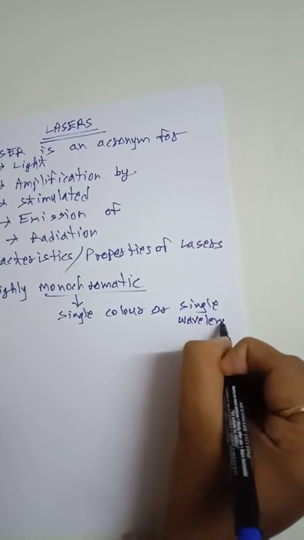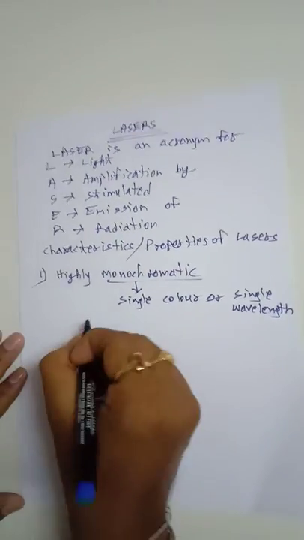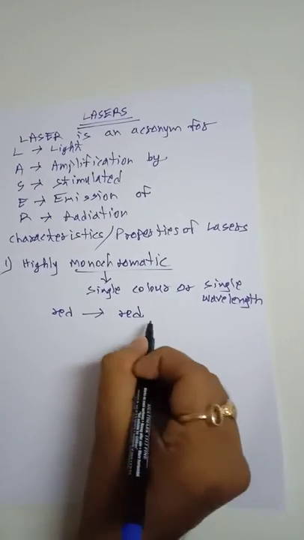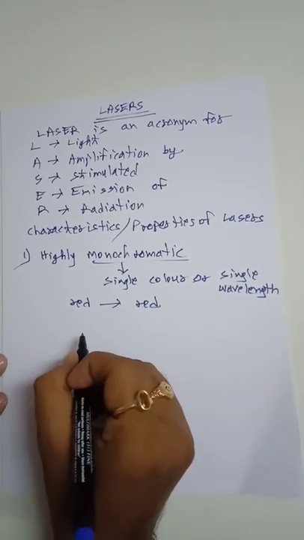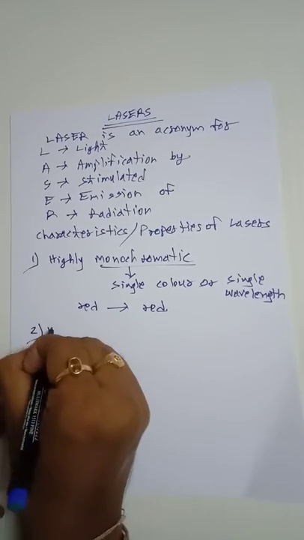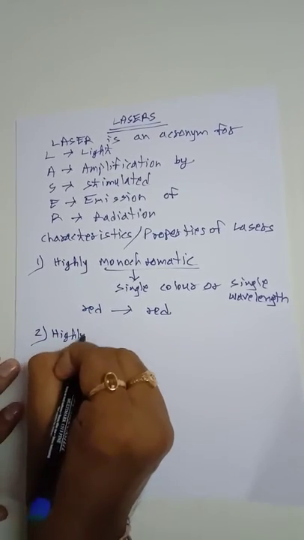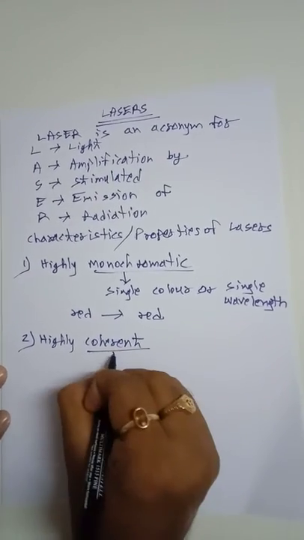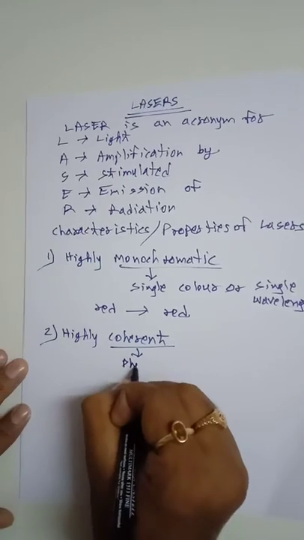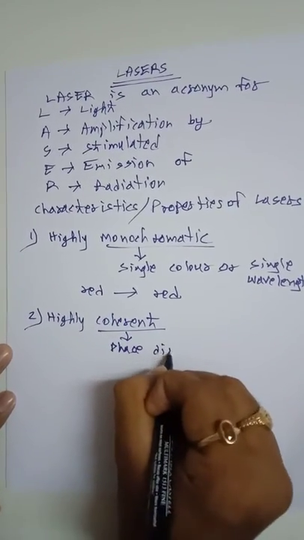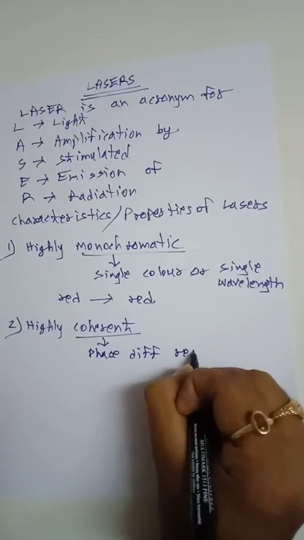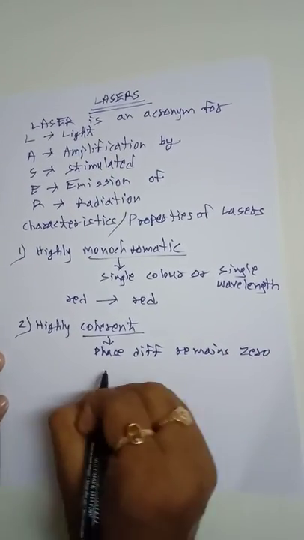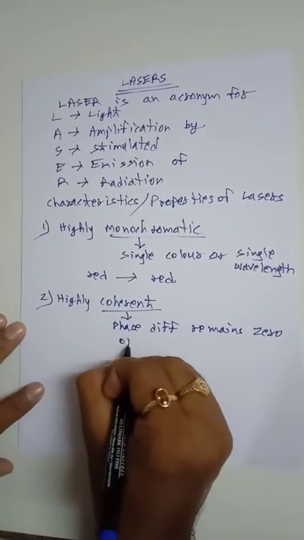So the meaning of this is that there is no mixing of any other color. If it is a red color, it remains a red color. That's why it is highly monochromatic. Second, highly coherent. The meaning of coherent is that the phase difference remains zero or constant.